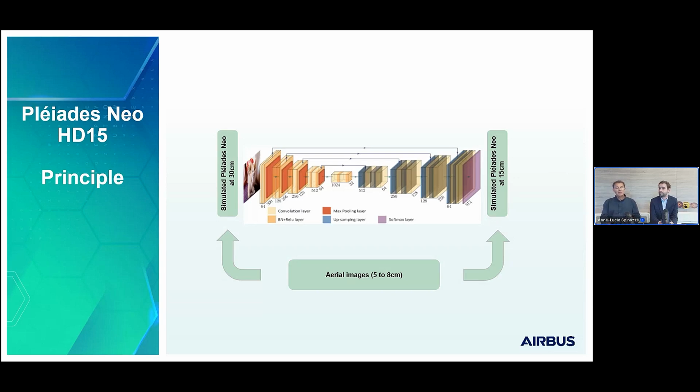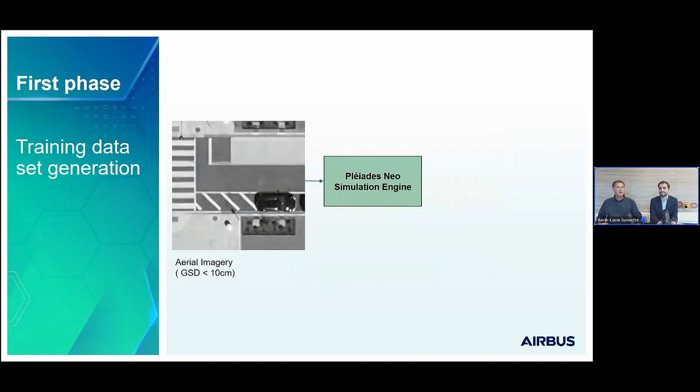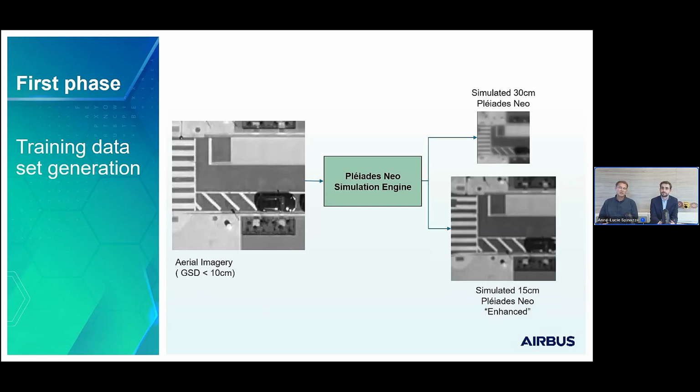Okay, so at this stage, I think you have completely understood the approach. So let's look at some images. Here is an example of an aerial image at 5 to 8 centimeter. We have our simulation engine. We apply the simulation engine to this image, and we produce the two images that I just described earlier: the Pléiades Neo on the upper side, and what we are looking for at 15 centimeter, the enhanced one, on the bottom side.